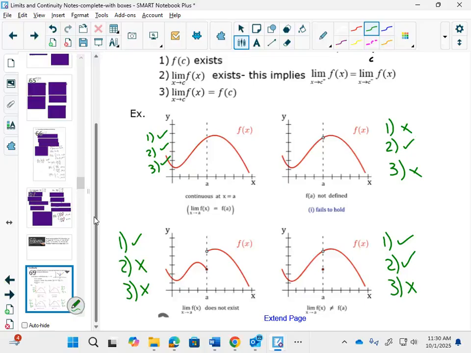So you will get questions that will ask you, if there's a long answer question, is this continuous at x equals 3? Sometimes your gut will be just like, yes, it is. Okay, that's not enough work on a test. You have to show all 3. You have to show, yes, the point exists, yes, the limit exists, and yes, the limit and the point are the same number.